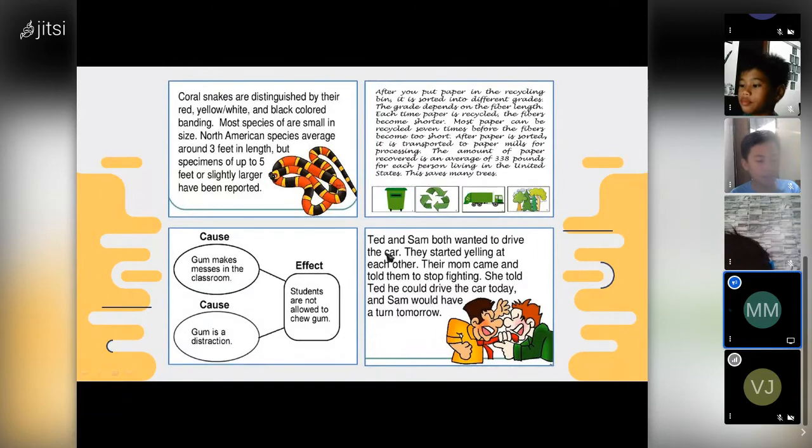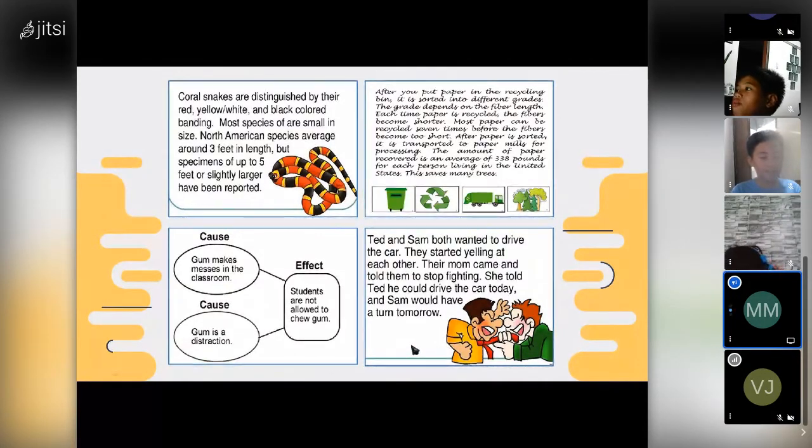I will be the one to read since it is almost time. And then after, you need to identify what is the problem and what is the solution made. Ted and Sam both wanted to drive the car. They started yelling at each other. Their mom came and told them to stop fighting. She told Ted he could drive the car today and Sam would have a turn tomorrow.